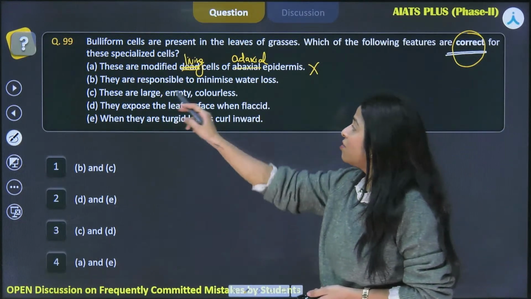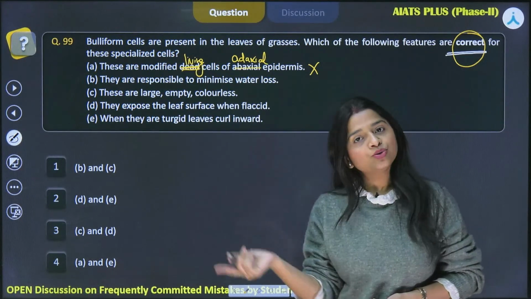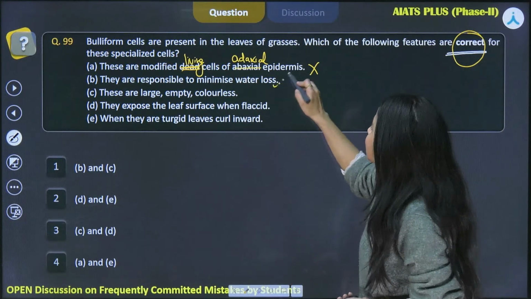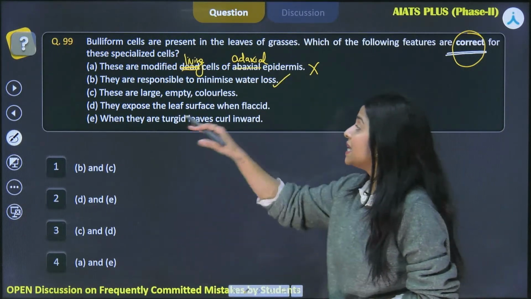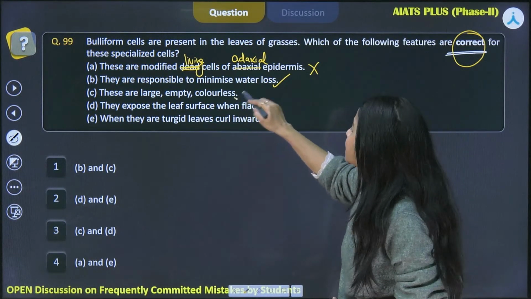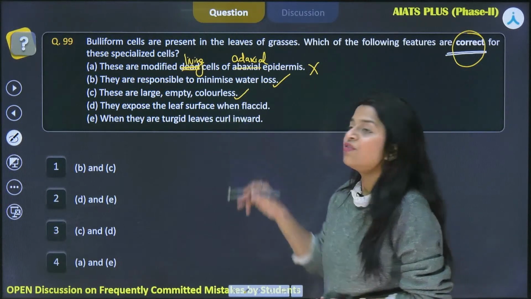The second one says they are responsible to minimize water loss. Absolutely true. They will lead to the curling of the leaf and hence prevent water loss. So this is the correct characteristic. The next one says these are large, empty and colorless. Yes, this is the one I discussed with you. Next says, they expose the leaf surface when flaccid.